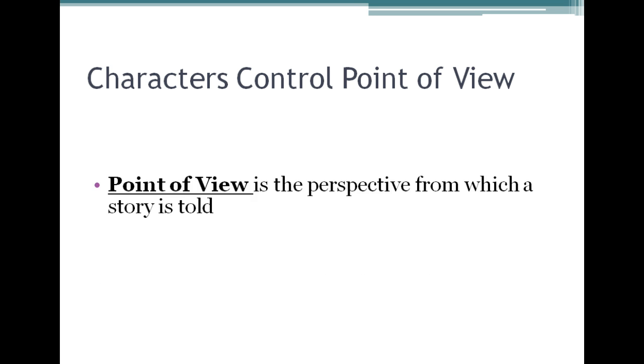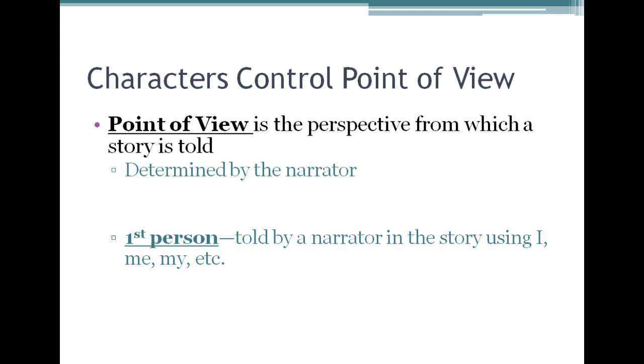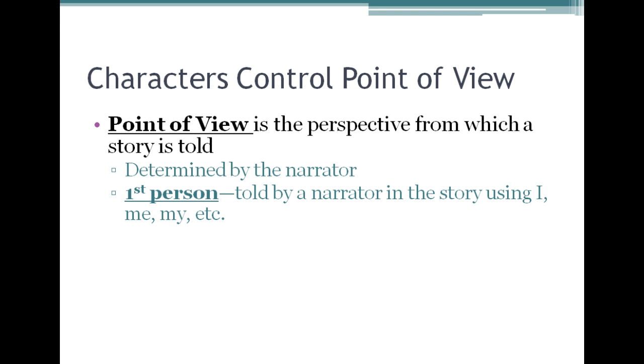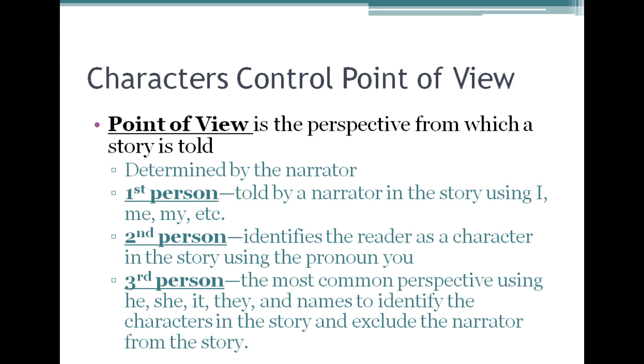Characters control the point of view of a story, which is the perspective from which a story is told. This is determined by the narrator. First person is told by a narrator in the story using I, me, my, so on and so forth. Second person makes the reader a character in the story using the pronoun you. And third person is the most common perspective. It uses he, she, it, they, and the characters' names to identify the characters in the story, and excludes the narrator as being part of the story.